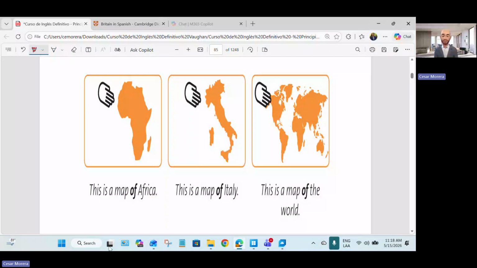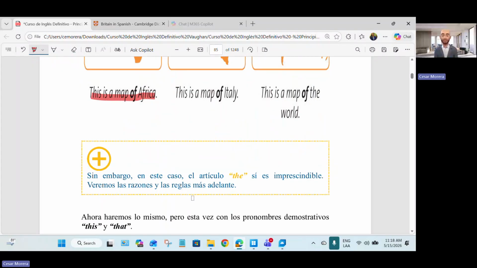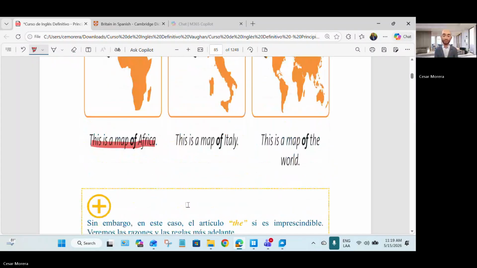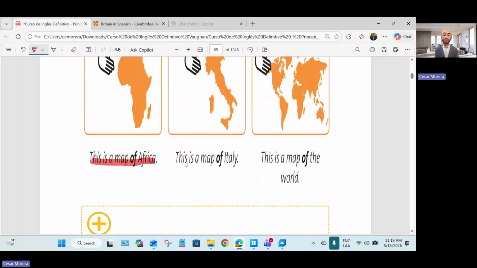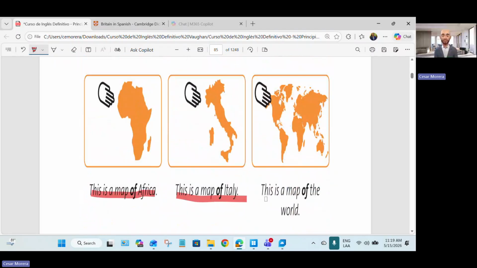Okay, let's go with this one. This is a map of Africa. Okay, this is a difficult one. We're going to look for Africa there in a moment just to validate. This is a map of Italy. This is a map of the world.